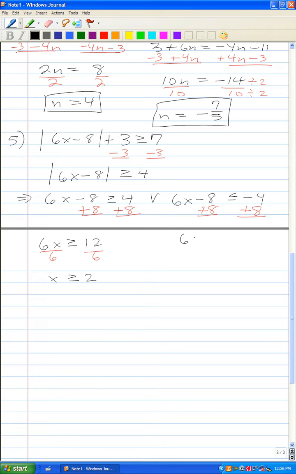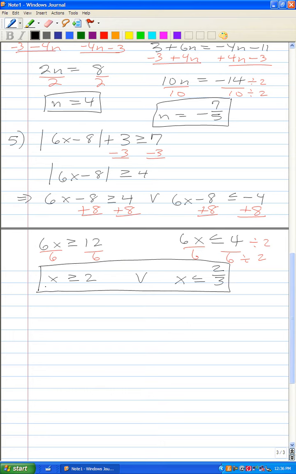Adding 8 to both sides of my inequality, I get 6x is less than or equal to 4. Divide both sides of my inequality by 6. And so x is less than or equal to, I can divide both 4 and 6 by 2, and so 2 over 3. And so x is greater than or equal to 2, or x is less than or equal to 2/3.